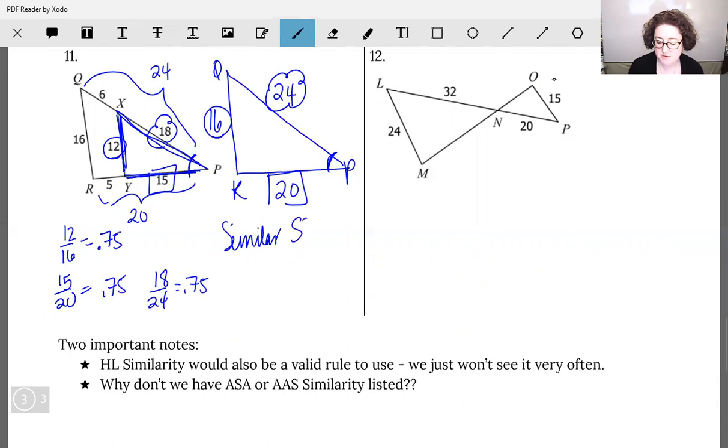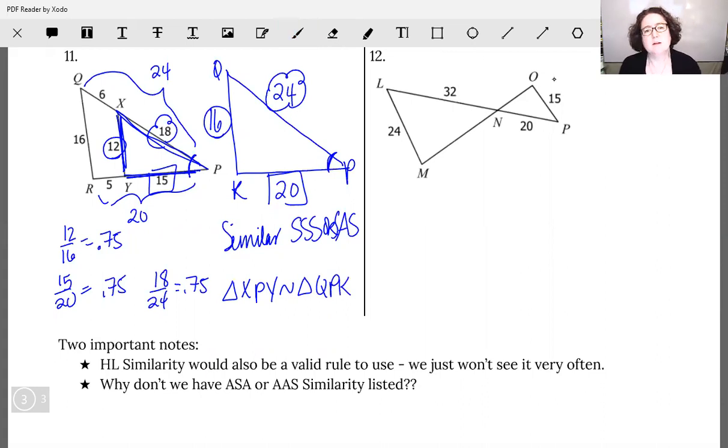And technically we could use SSS or we could use side, angle, side. Either one does technically work because they have that shared angle. And then we need our triangle names. So again, we didn't have to twist our triangles around at all. So this one's a little easier. We could use Q, P, Y. And then big triangle, go around in the same order, Q, P, K.